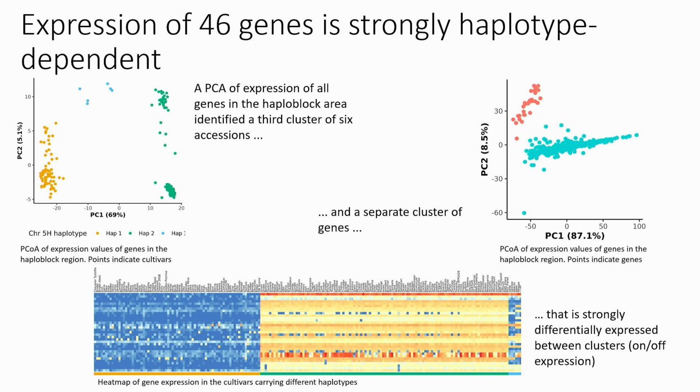In addition to the 45 genes that are upregulated in the new haplotype, there was one gene that you can see on the top right PCA at the bottom. That's the only gene that showed the opposite expression pattern. So it was expressed in the old lines, but not in the new lines. I think that was very interesting.